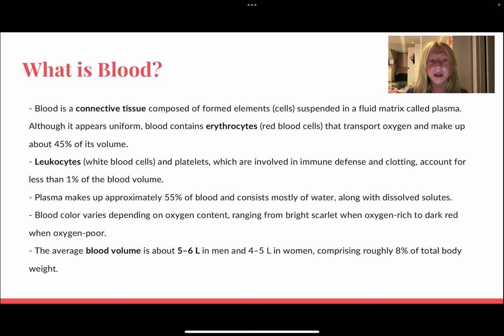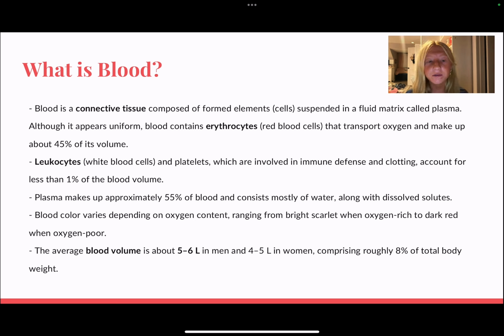So what is blood? Blood is a connective tissue composed of formed elements, and it is suspended in a fluid matrix called plasma. Although it appears uniform, blood contains erythrocytes, and these transport oxygen and make up about 45% of the blood's volume. Leukocytes, or white blood cells, and platelets are involved in immune defense and clotting, and these make up about 1% of the blood's volume. Plasma makes up about 55% of the blood, but it consists of mostly water and other dissolved solutes.